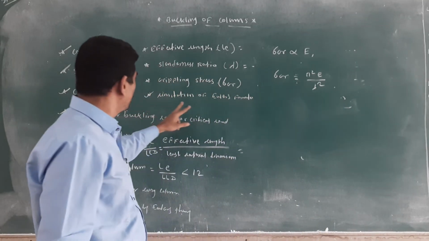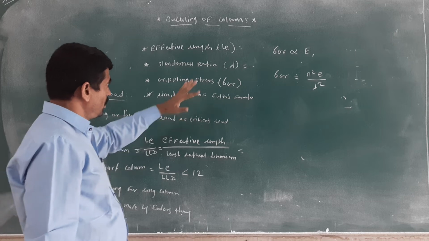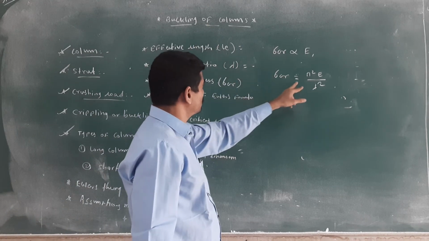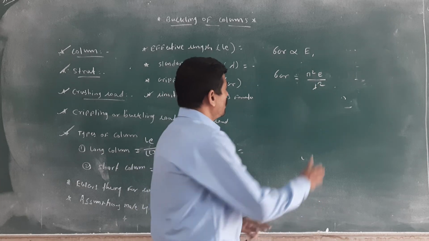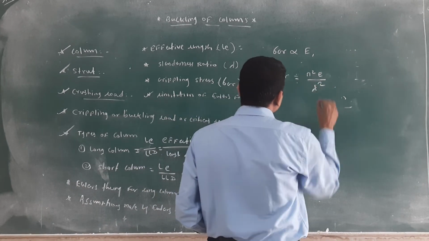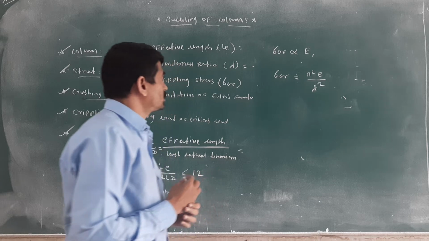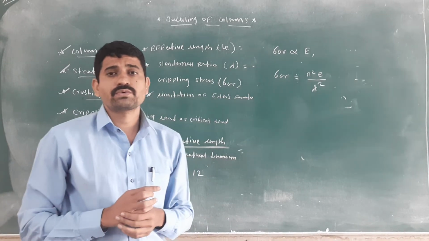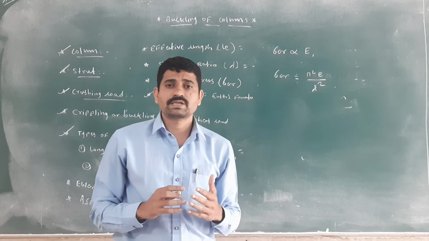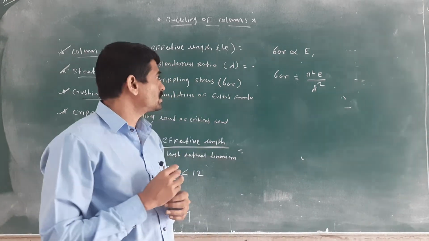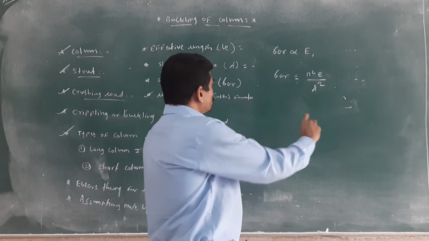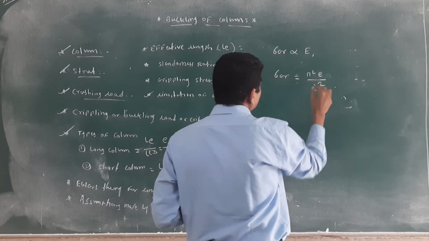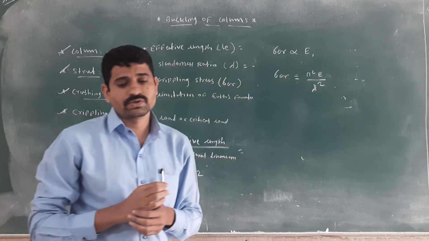Okay, what is the limitation of the Euler's formula? Therefore, I will explain. The crippling stress is equal to pi square E divided by lambda square. This crippling stress is directly proportional to the modulus of elasticity or Young's modulus, and it is also inversely proportional to the square of the slenderness ratio.